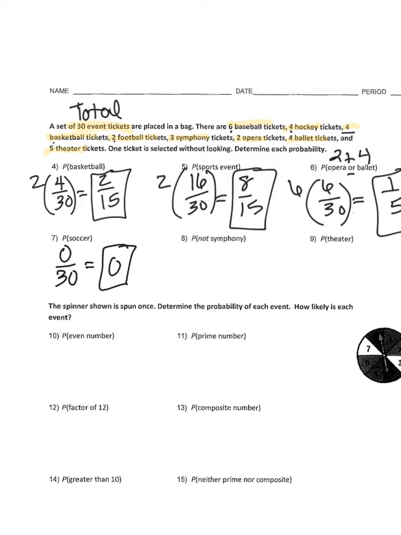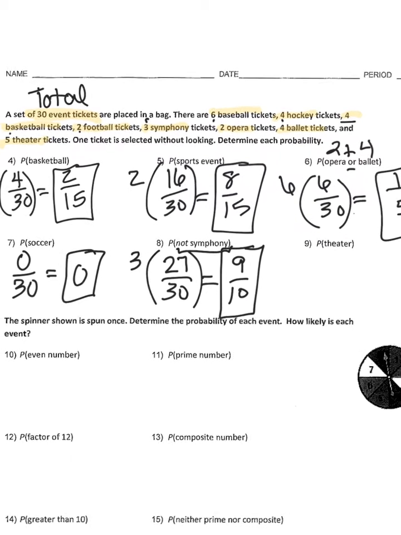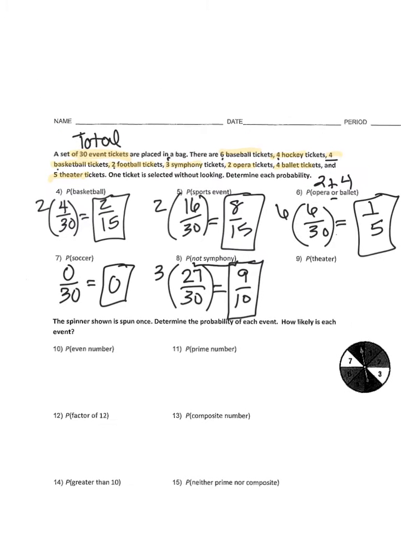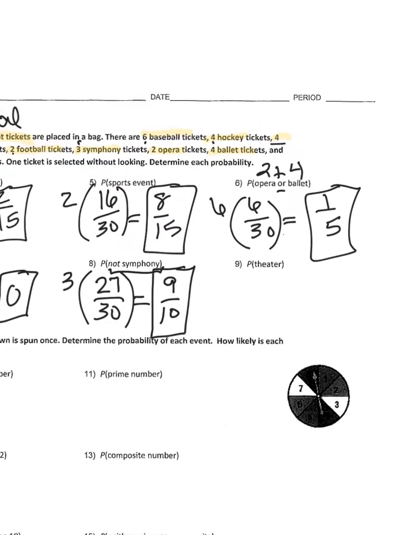Number 8, the probability of pulling a non-symphony ticket. So there were 3 symphony tickets, so everything else added up. That should be 27. So there's 27 other tickets in there over 30. And I can reduce this down by 3. So 9/10. So what these mean basically is once you reduce it down, so 9/10. So that means if I dig in this bag of tickets 10 times in a row, 9 out of those 10 times, it's not going to be a ticket for the symphony. That's just kind of what that means.